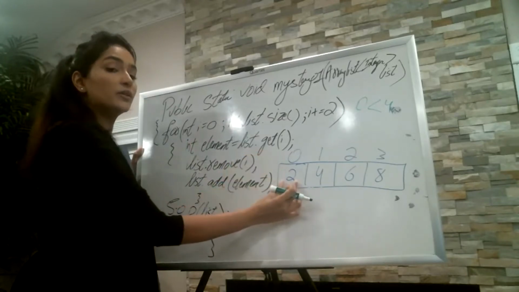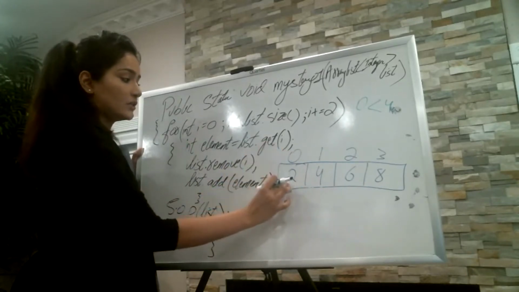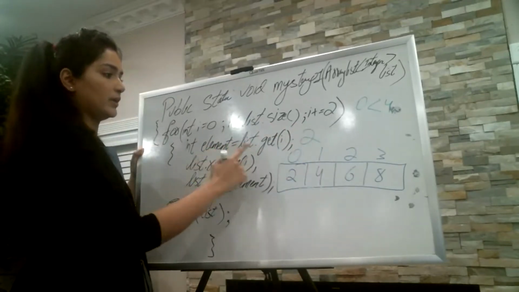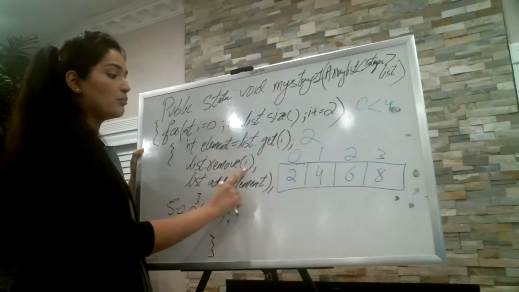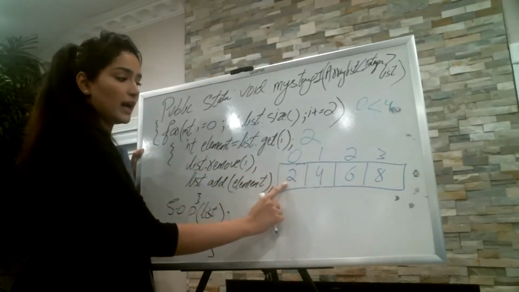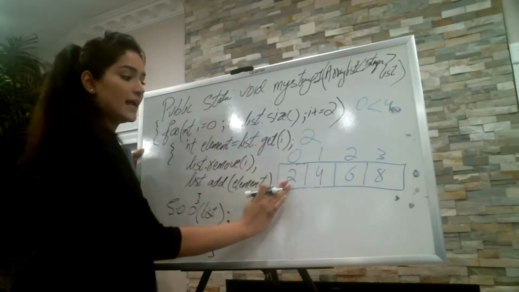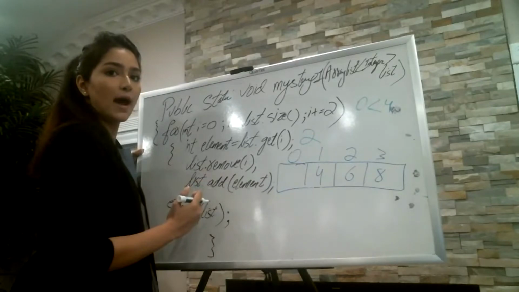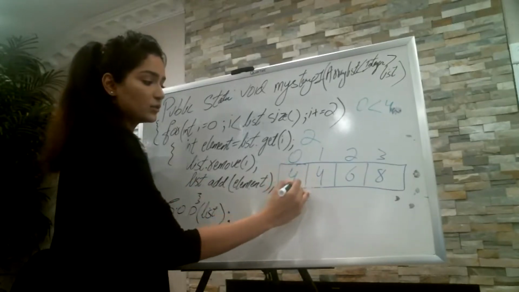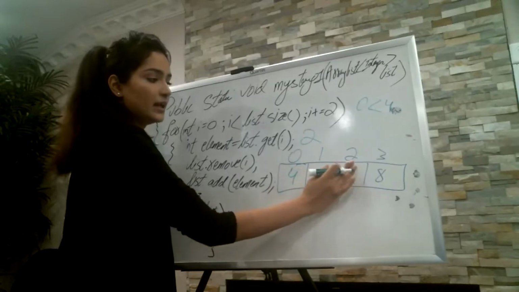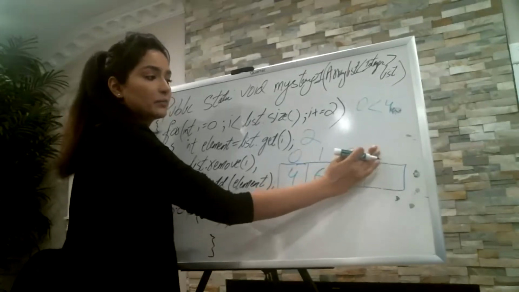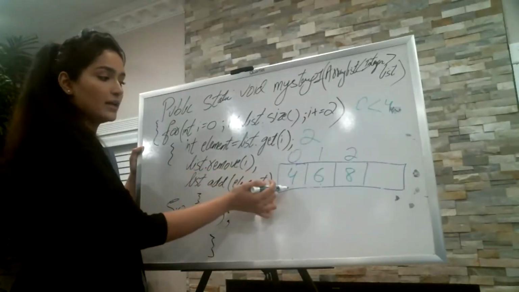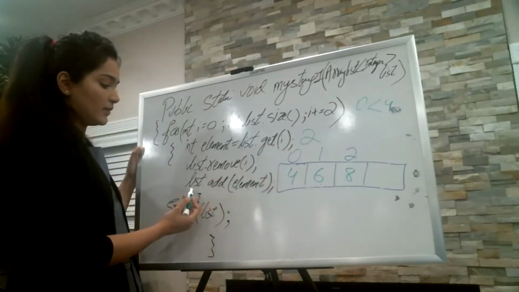get(i) will return the value at that index, so now element is 2. Let's write element over here: int element is 2. Then list.remove(i). Now you are removing index 0. As you say remove, everything is shifted back. So now 4 is over here, then you have 6 and 8. You don't have to wait until the end; this is your new array after list.remove(i). So you removed 2, and then you have another statement.